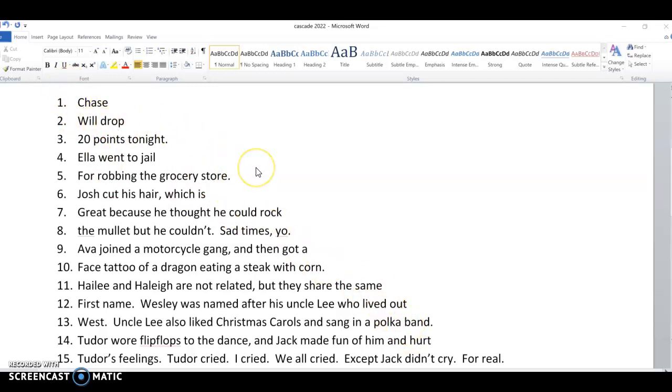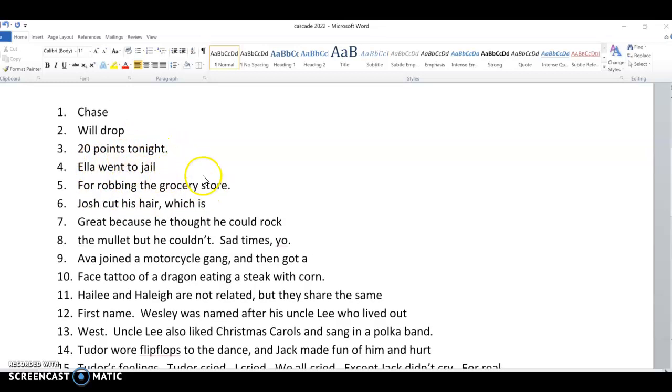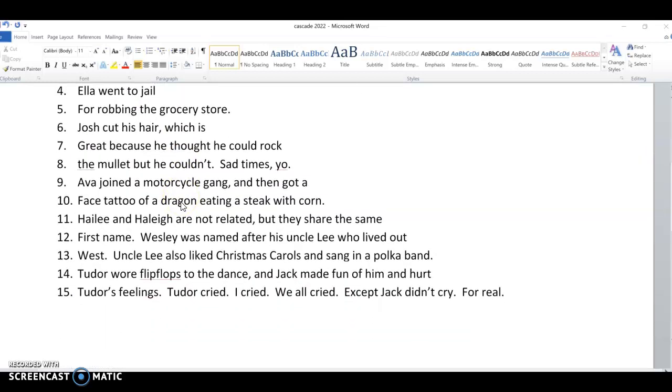And if you look at my poem, it makes no sense. I got talking about Chase dropping 20 points in the game, Ella's gone to jail, Josh cut his hair, Ava joined a motorcycle gang, got a face tattoo too. Ooh. Haley and Haley not being related, Wesley being named after the West and Lee, Tudor wearing flip flops. I don't know. It's a weird poem.